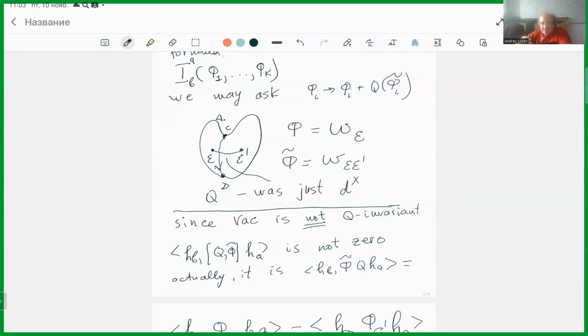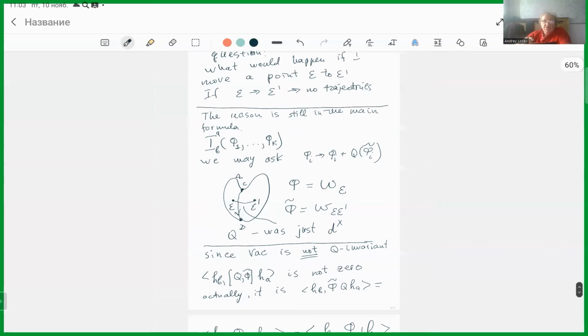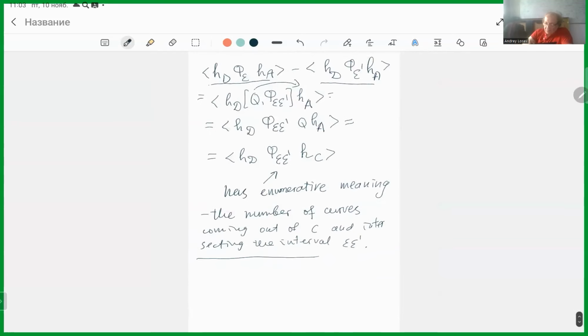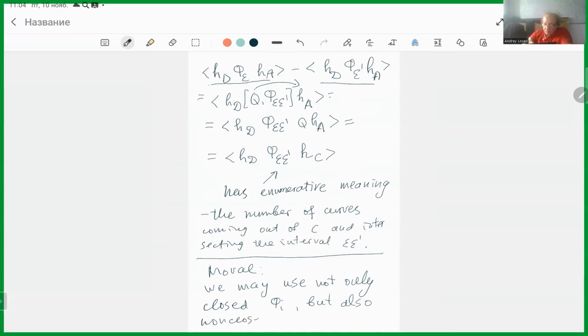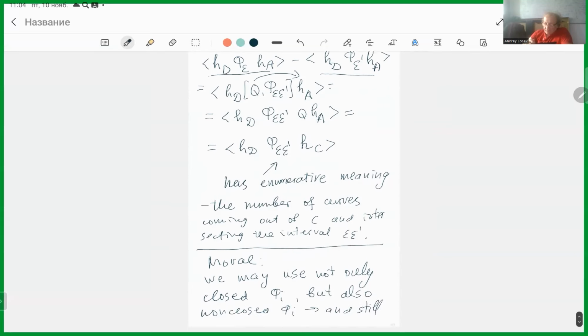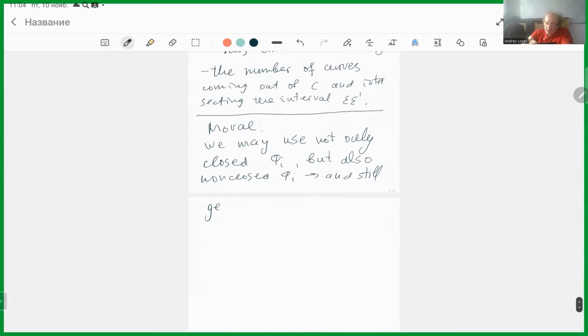In particular, we can use not only closed phis, but also non-closed, and still get a relation between enumerative numbers.